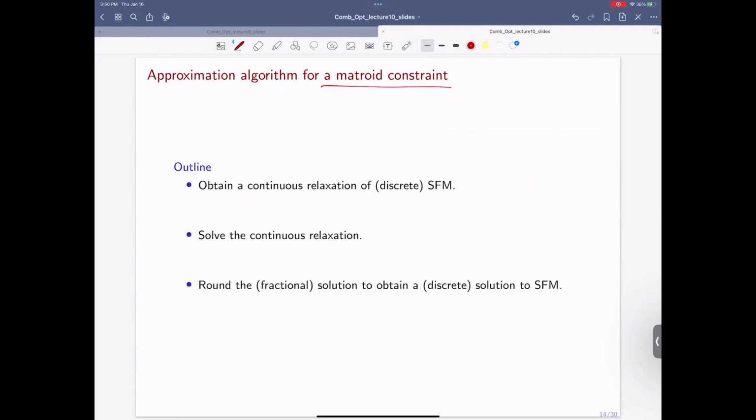So there are three parts. What we do is we take a continuous relaxation of this discrete problem. Our solution space is a set of independent sets of a matroid. This is a discrete problem, but we take a continuous relaxation of it, and we solve the continuous relaxation somehow. Because this is a continuous relaxation, the resulting solution does not necessarily correspond to a subset. In that case, we round the solution to get a subset. That is the basic outline.